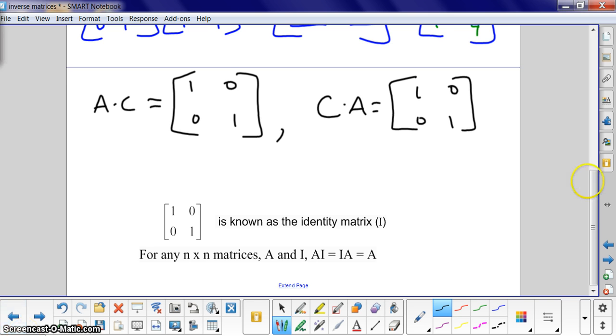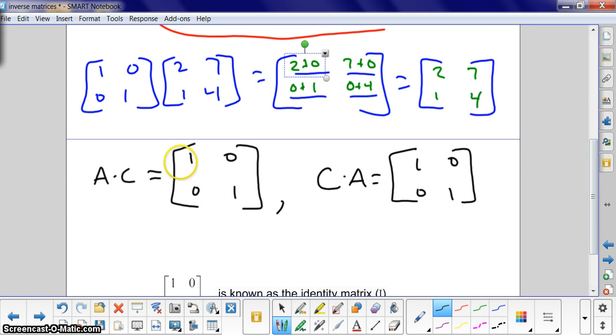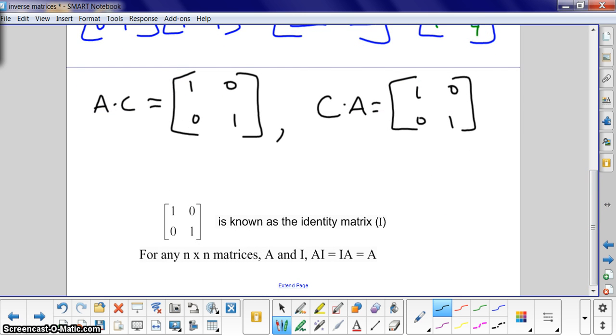Okay, hopefully I gave you enough time, or you took enough time. When multiplying matrix A times matrix C, you get the 1, 0, 0, 1 matrix, and when you multiply C times A, it turns out to be the same thing. 1, 0, 0, 1. 1s on the diagonal. And when you see a square matrix where you have the 1s on the diagonal and 0s everywhere else, that's known as the identity matrix.